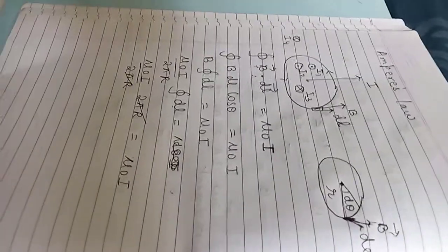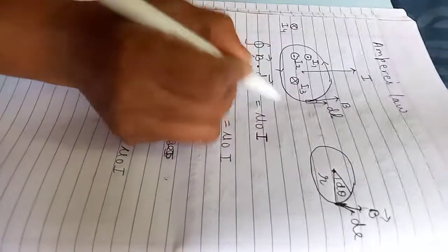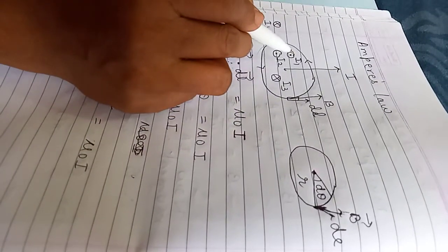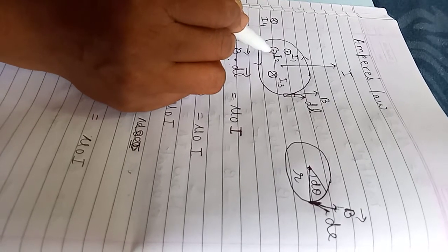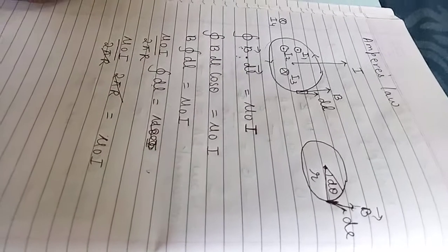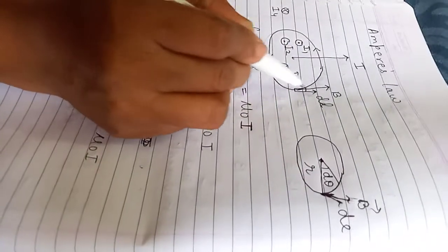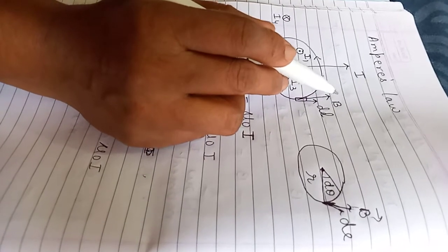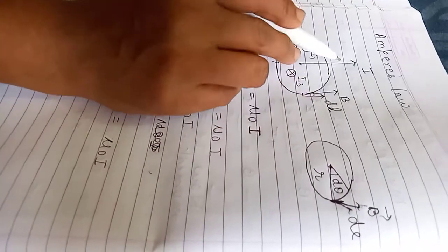Are you okay? I'll repeat it again. For a closed loop carrying current, I1 and I2 are the currents in the vertically upward direction. I3 is the current in the vertically downward direction. Okay, dl is the small little elemental length. B is the direction of the magnetic field as per the right hand rule, and I is the direction of current.